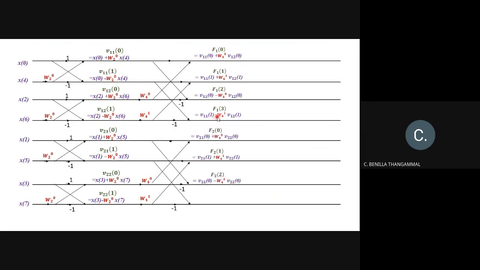Similarly, you'll be getting your F2 of 0, F2 of 1, F2 of 2, F2 of 3. Next, this will act as an output of your second stage, which will be the input of your third stage. So next I'm going to draw the third stage 8-point DFT. See here, this one should be coupled to 0.